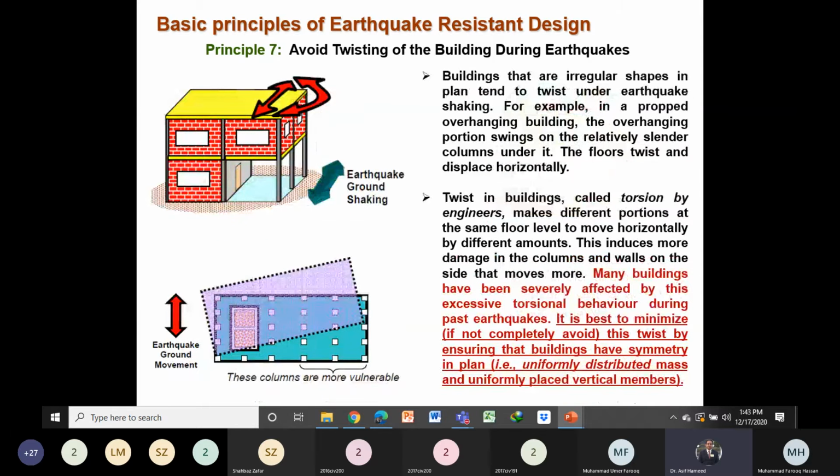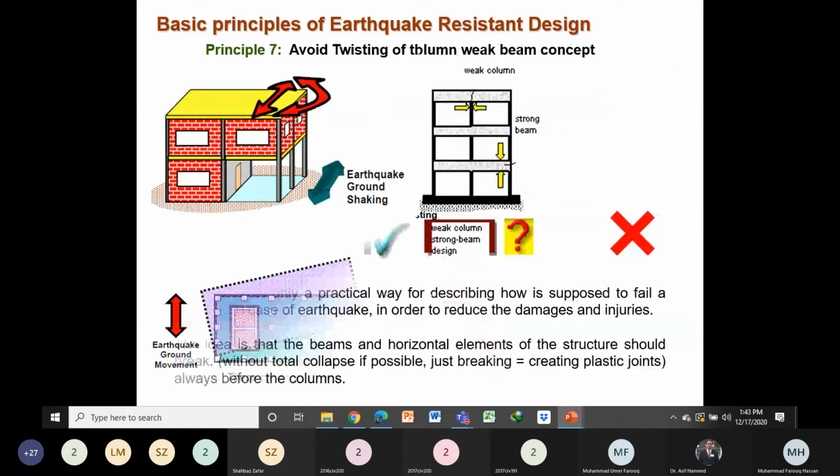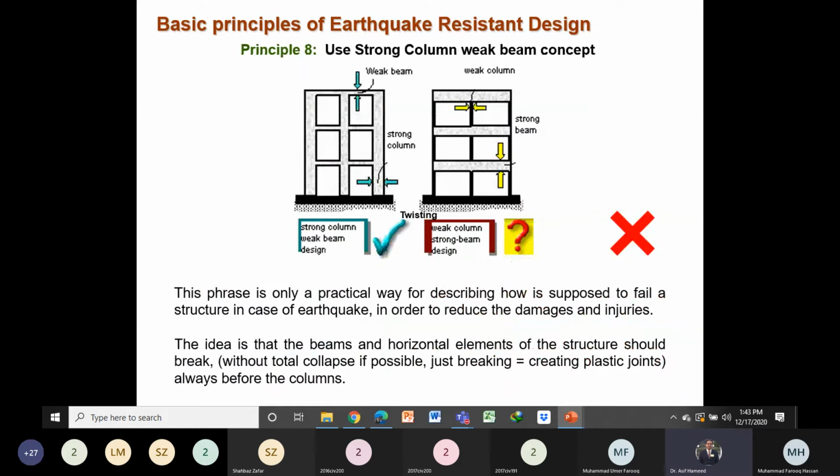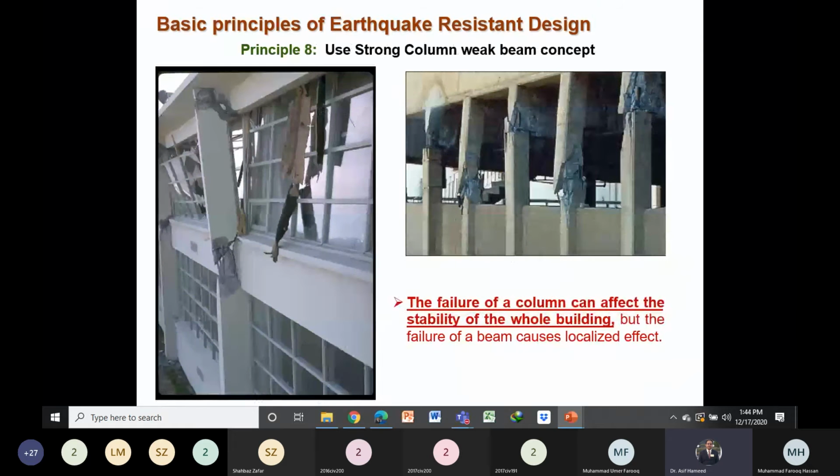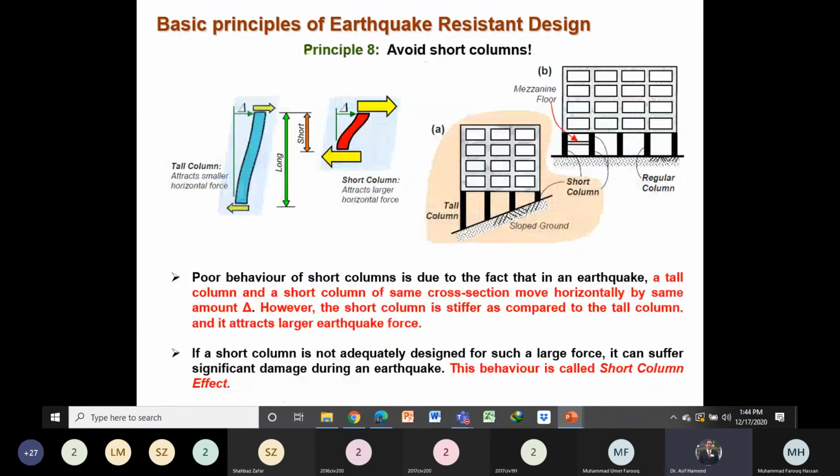Again, this building is unsymmetrical. It can twist. Okay, this is very important. You have to use the concept of strong columns, weak beams. Your column should not fail in any case. If there is a failure of the column, the structure may be unstable, so that is not acceptable. But if there is a failure of the beam, then there will be a localized type of failure. You can see the failure of the columns. The structure may become unstable. And short columns should be avoided.